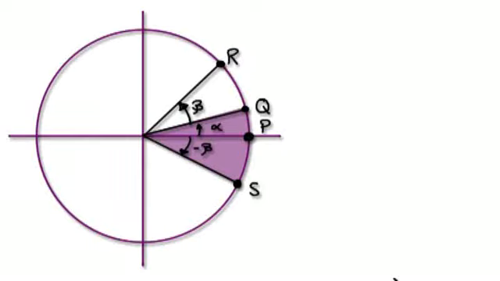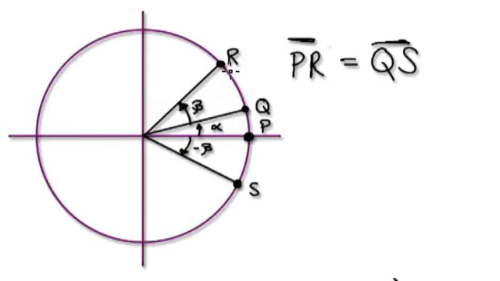So hang on, that's exactly the same. Our aim here is to get this length here. The length PR is the same as QS. What I'm trying to say is that the length PR is the same as the length QS. They're both the same, so this length here is the same as this length here.